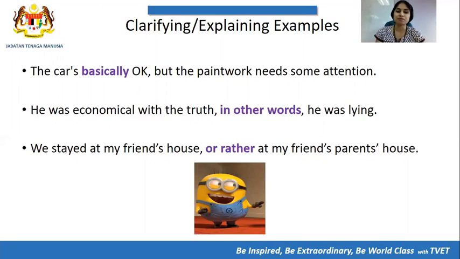Okay, now let's look at the third example here. We stayed at my friend's house, or rather at my friend's parents' house. Of course, if you say, Mom, I'm staying in my friend's house, your friend has a house, the first question will pop up. So that's why you have to clarify that by putting in other words. You can say, or rather, at my friend's parents' house, Mom. Okay, so she'll be telling, now I have understood.